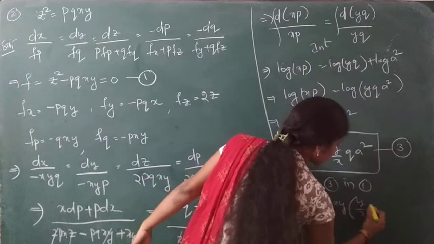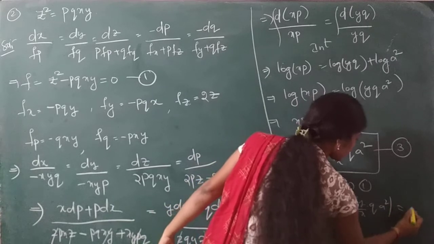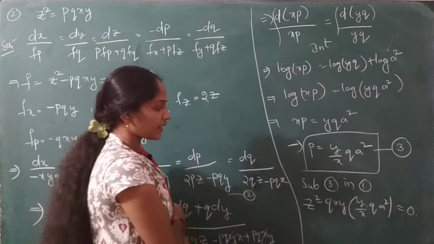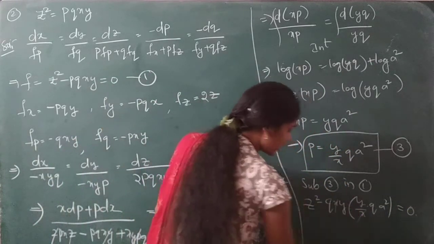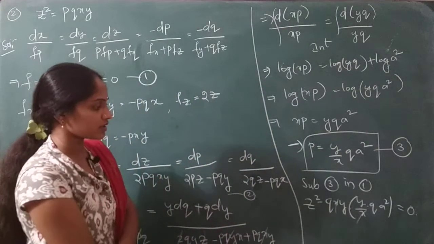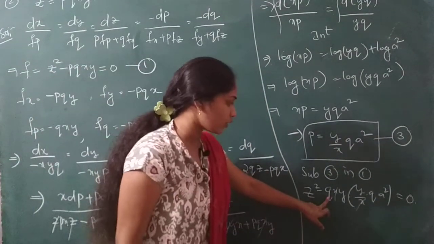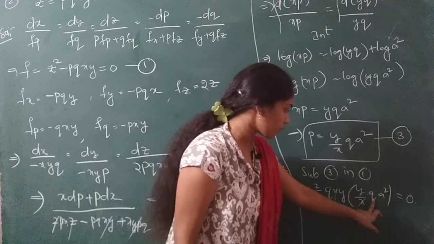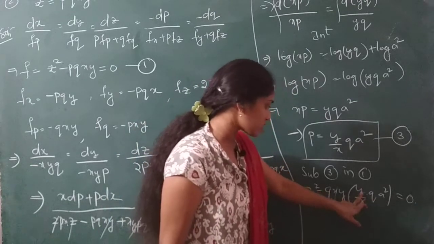y by x a square is equal to 0. Any terms getting cancelled? Yes, x is getting cancelled. So now you can find out the value of q here. q into q square, y into y square, a square.